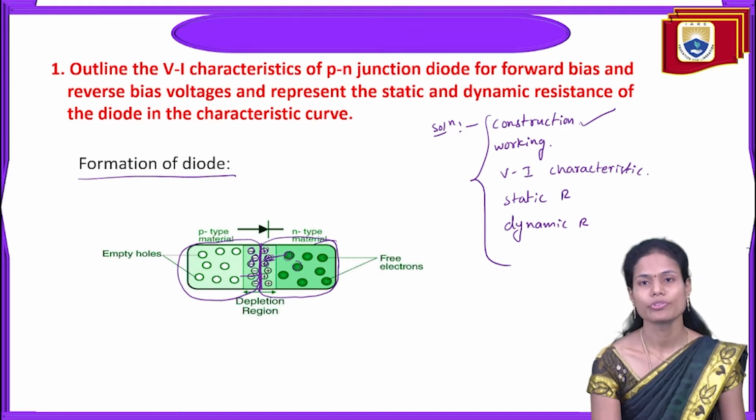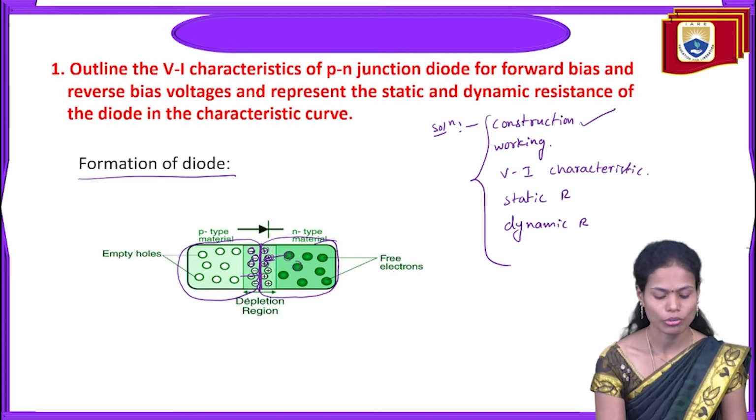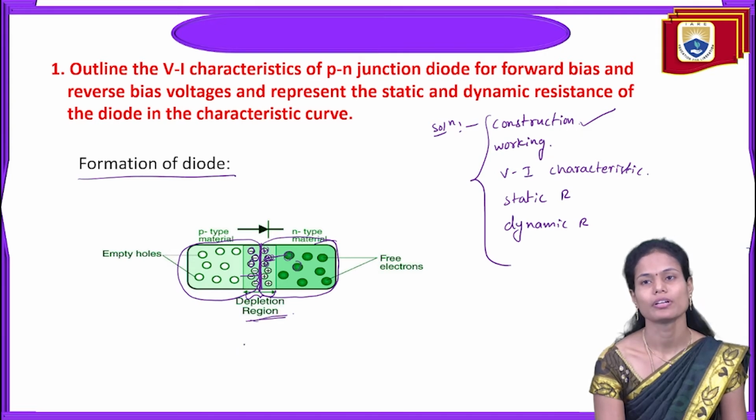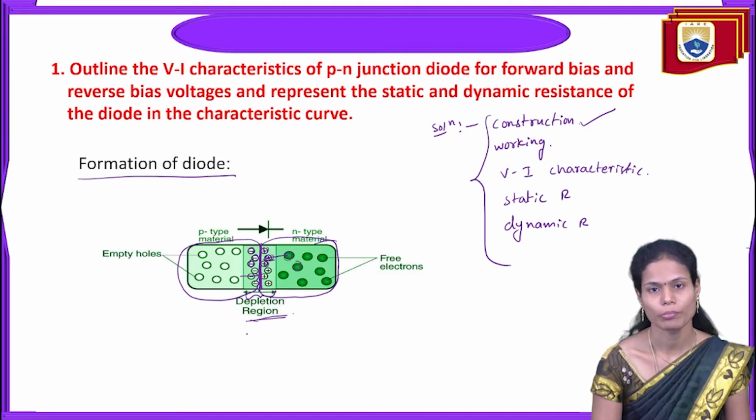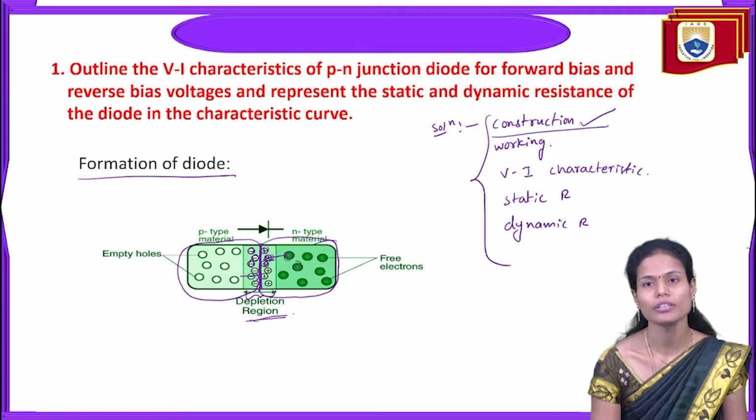Because of this diffusion process, more positive and negative immobile ions are formed across the junction. That particular region we call the depletion region. Once the depletion region is formed, there is no movement of charge carriers from the P side to the N side and from the N side into the P side. So this is about the formation of the diode.